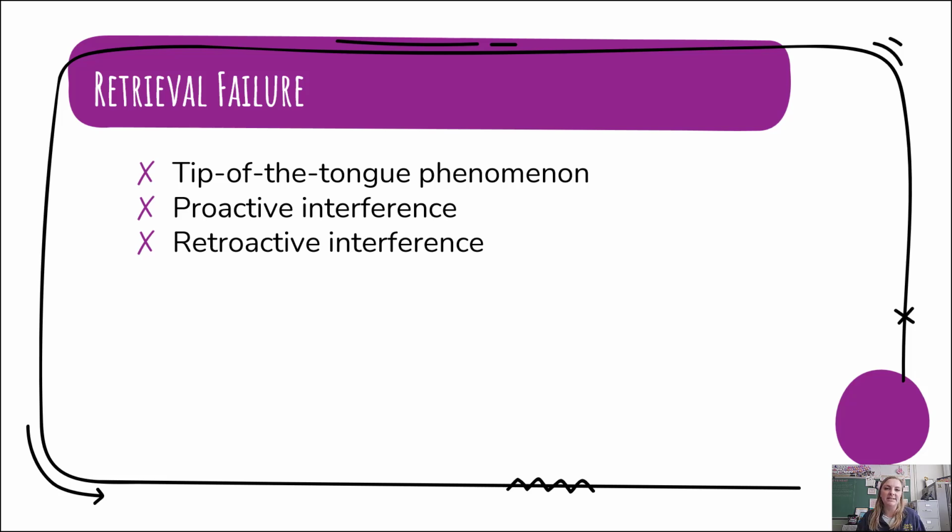The next two examples of retrieval failure go together, and those are proactive and retroactive interference. Interference is the idea that something is in the way of our retrieval. Proactive interference is when old information that we have blocks the retrieval of new information. For example, if you're going to move to a new house, you might not be able to remember the zip code of the new house because you are so used to saying the zip code of your old house. Retroactive interference is when new information blocks the retrieval of older information.